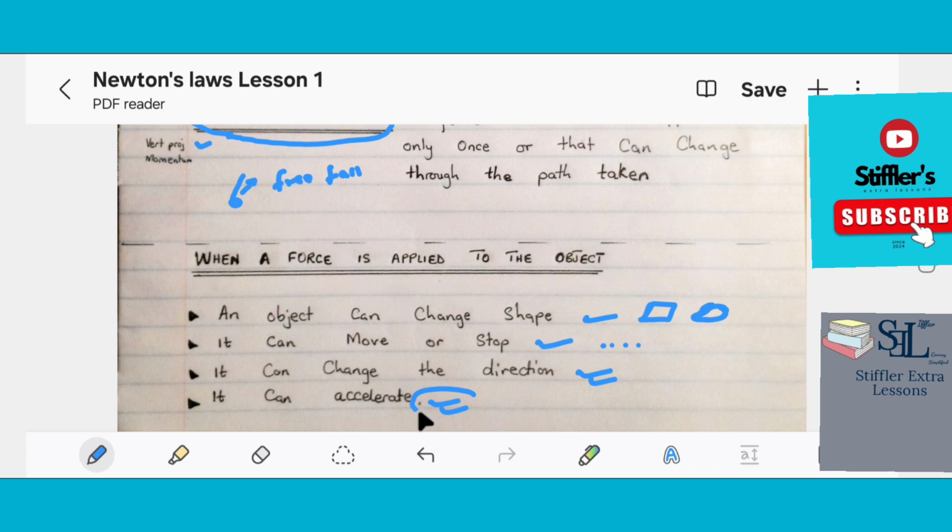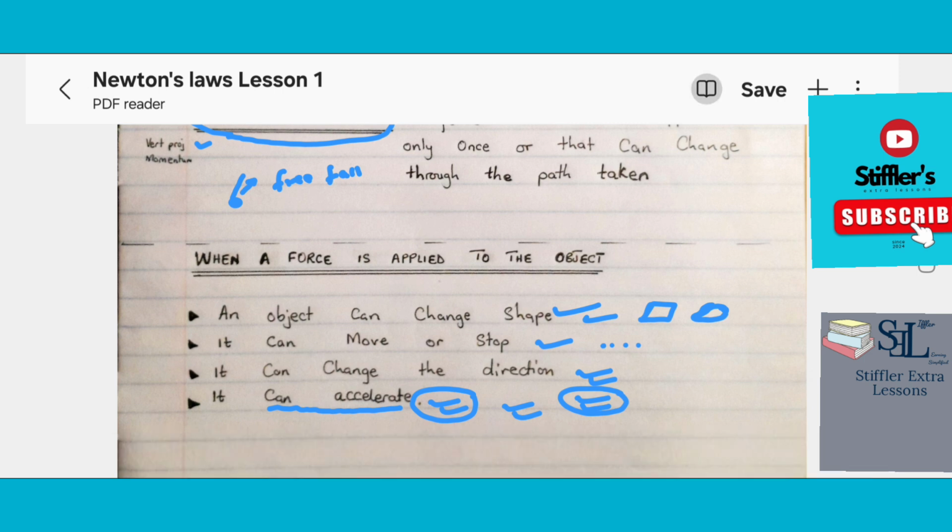So what is to accelerate? This is when the velocity is increasing. So this is also what happens when a force is applied to the object. However, in Newton's laws, the only thing that we deal with is when the object accelerates, or when the object starts moving when a force is applied to it. We don't deal with the changing of shape. We don't deal with the changing of direction. We only deal with the acceleration when a force is applied.